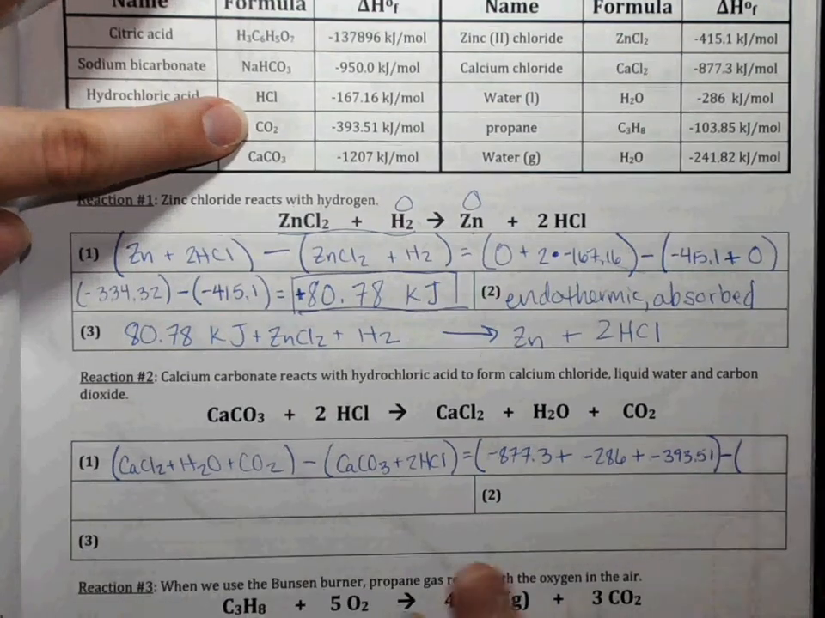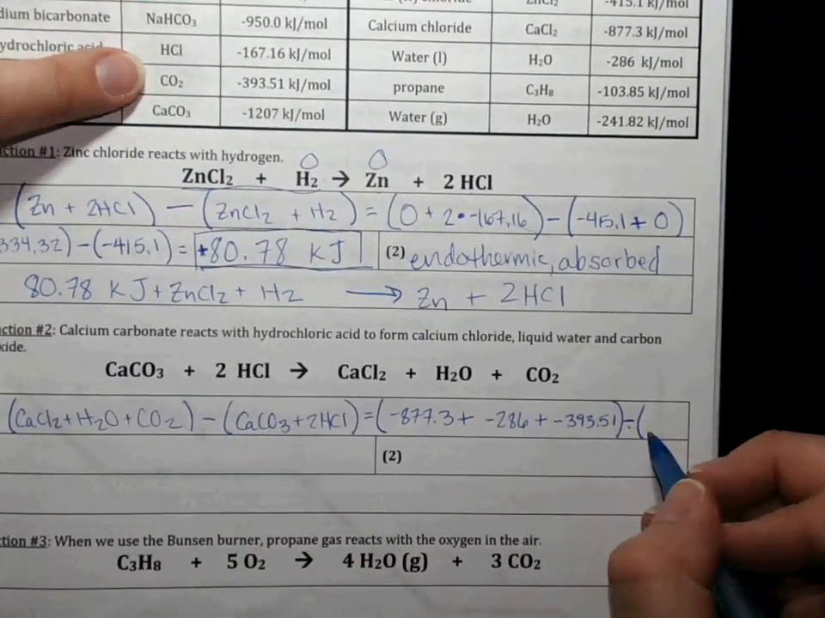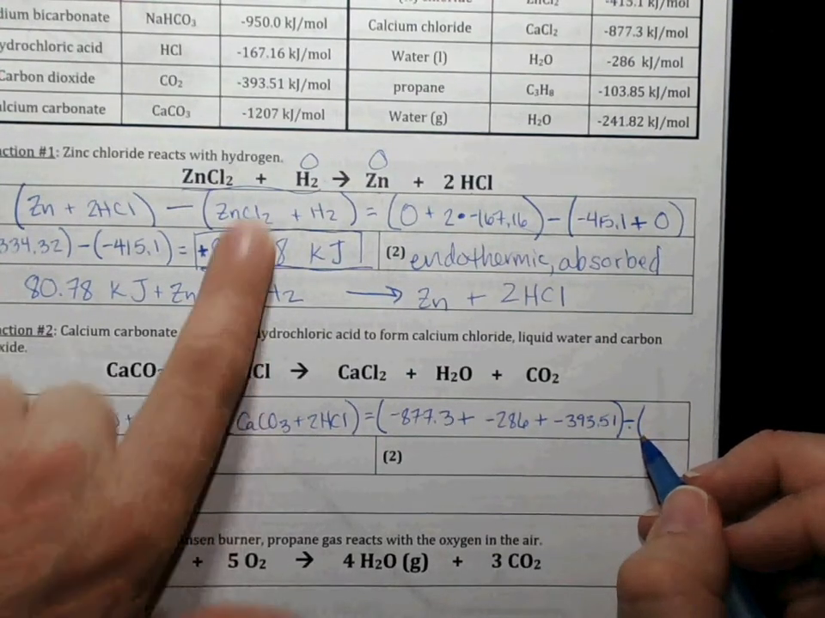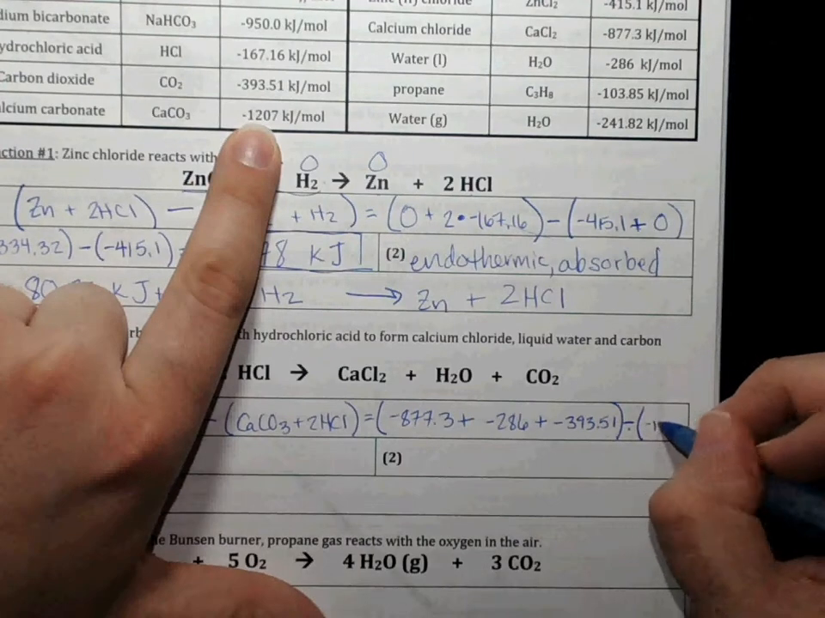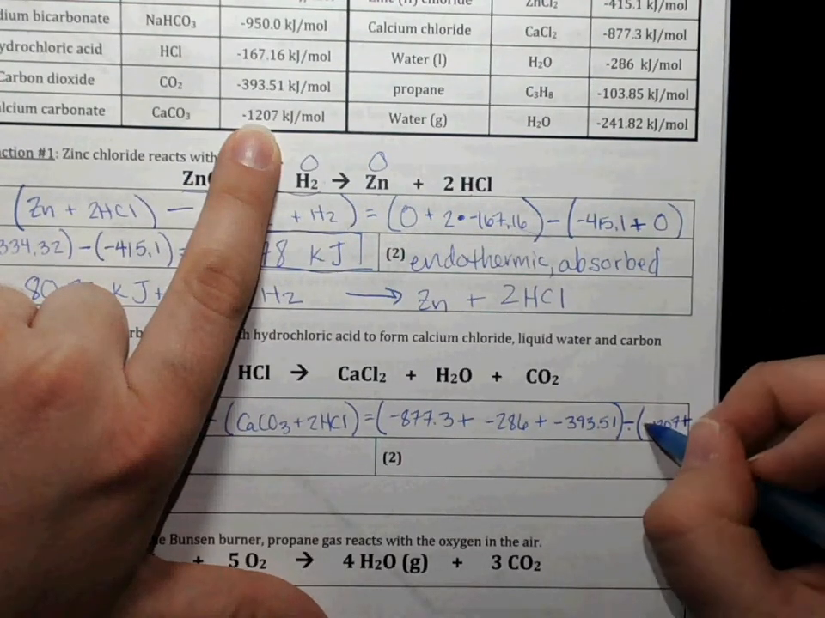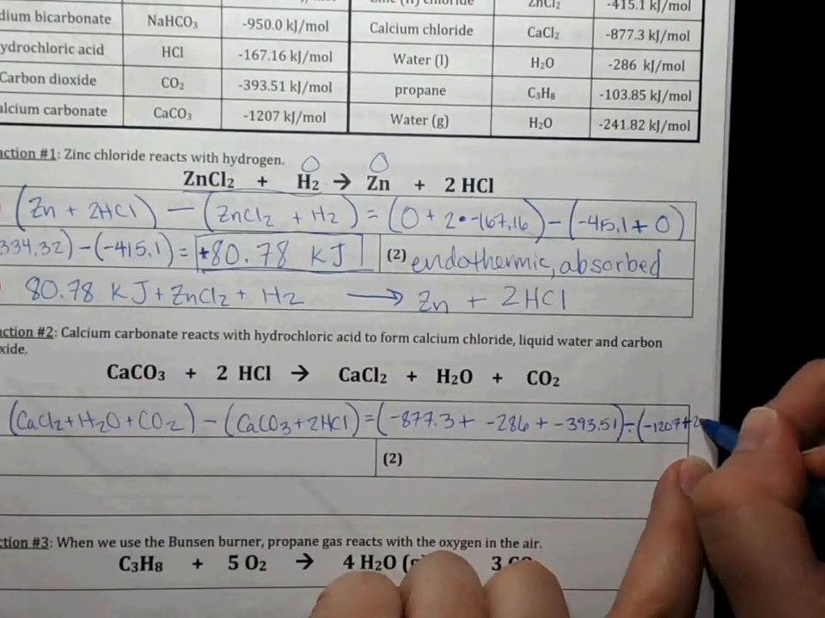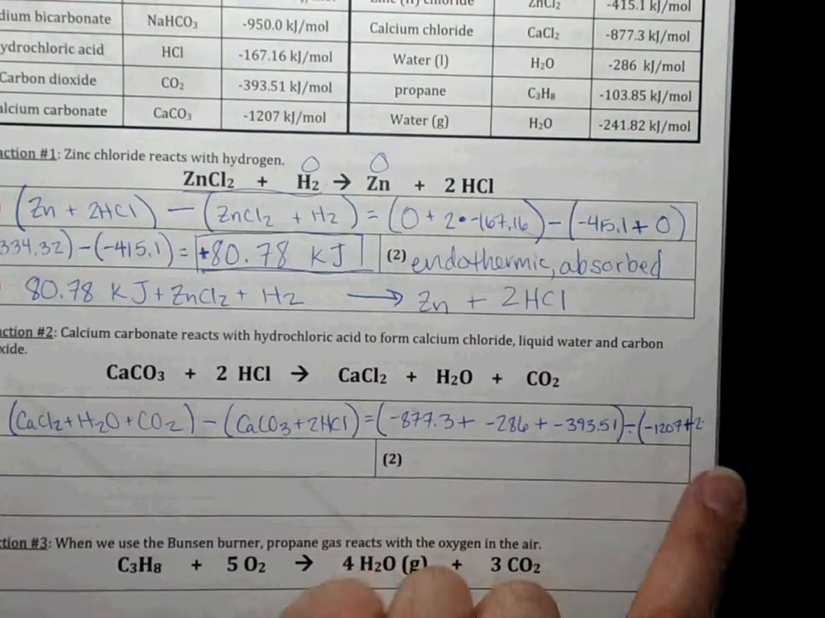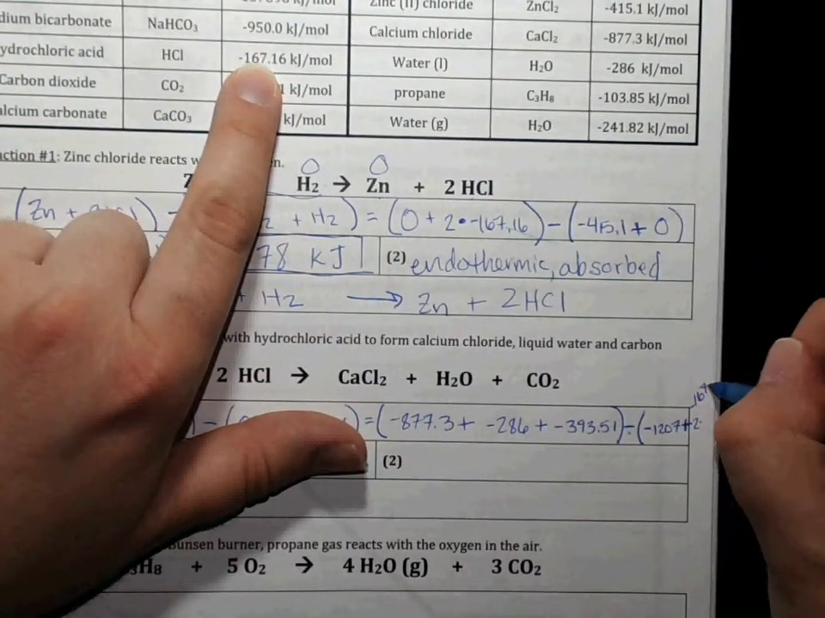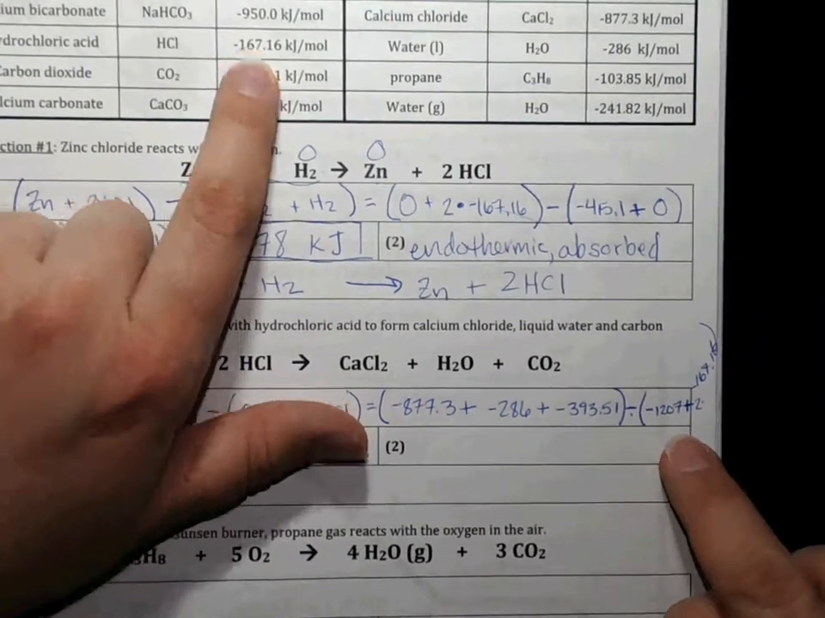I should have written smaller. And that's minus the reactants, which were CaCO3, which in my chart is negative 1207. And that reactant is plus the other reactant, 2HCl. So it's got to be 2 times the number for HCl on the chart, which is negative 167.16. I'm sorry, I ran out of room. I'm writing all sideways here.